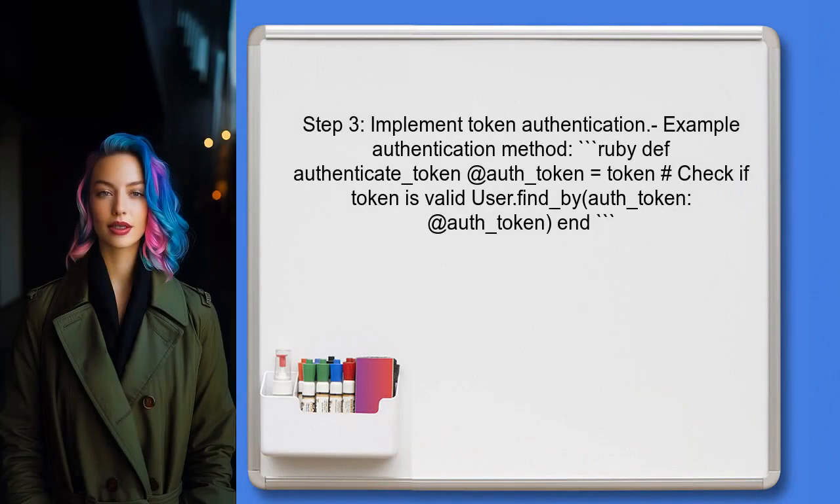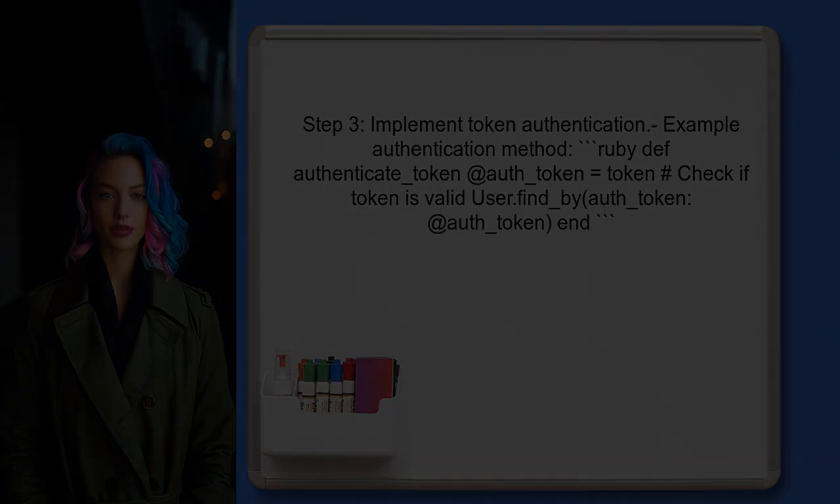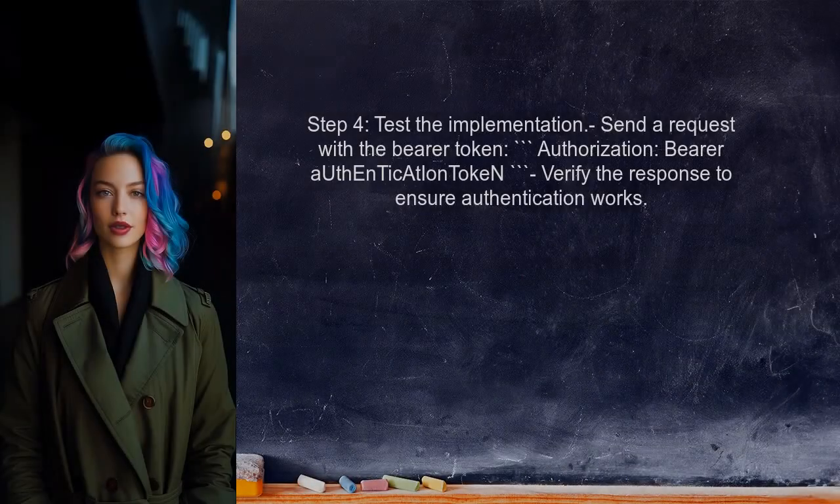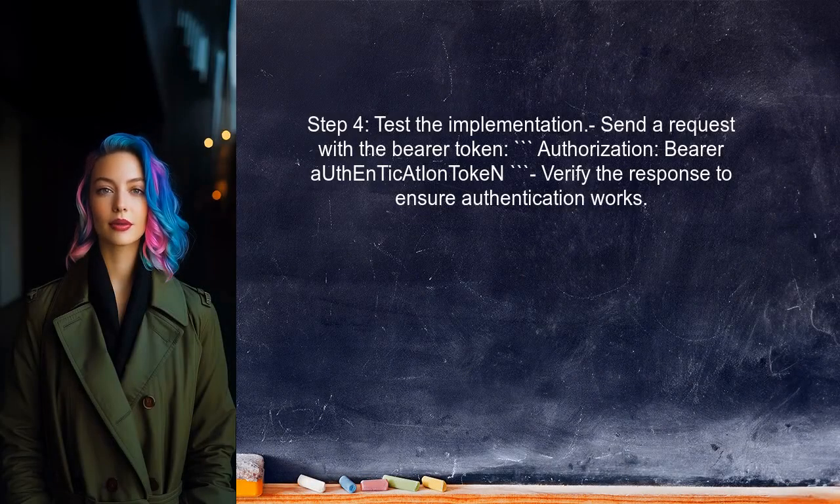After extracting the token, the user should implement a method to authenticate the token. This can be done by checking if the token exists in the database or matches a predefined value. Finally, the user should test the implementation by sending a request with the bearer token in the header. This will help confirm that the token is being processed correctly.